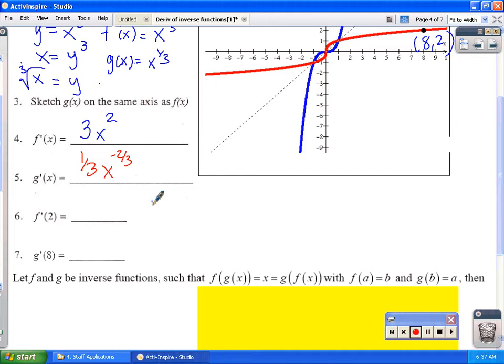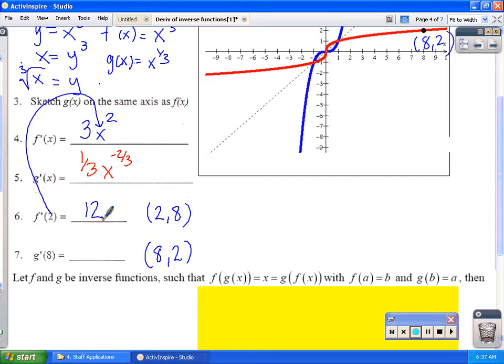Remember, on f we had the point 2,8, and on the inverse function we had the point 8,2. These are partner points. It's very important that you understand this relationship between the partner points to be able to find the derivative. All right, so if we find f prime of 2, we're going to substitute 2 into f's derivative, which would give me 2 squared is 4 times 3 is 12.